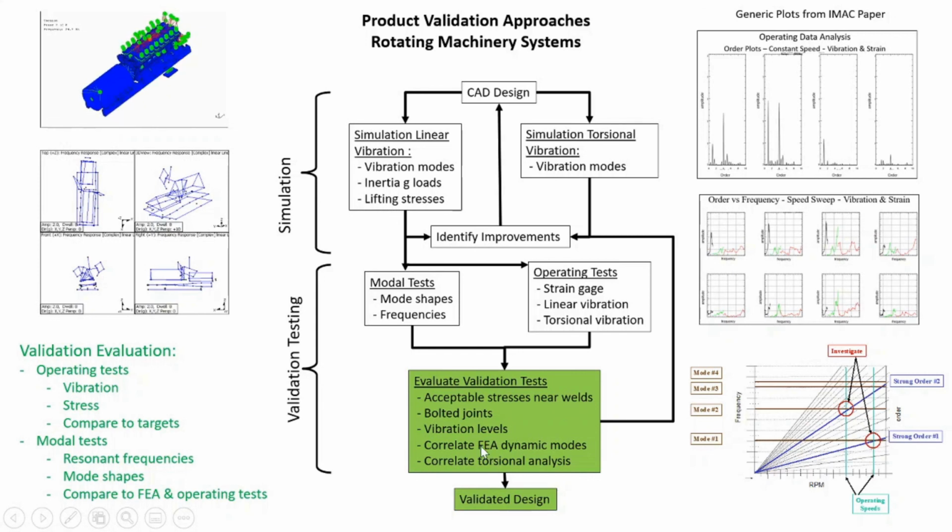So both the torsional and FEA models are correlated from this test data, and ultimately the design is validated once all the pieces of this puzzle fit together. The simulation results, the modal tests, the operating results, all of this together gives us a good picture of how the structure is behaving and if we are getting good vibration results, good stress results, and so forth.